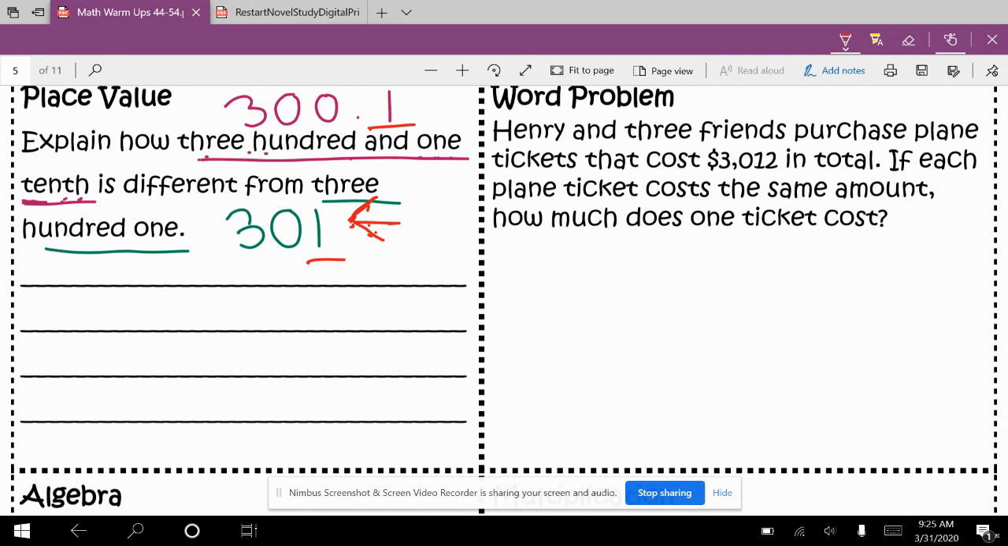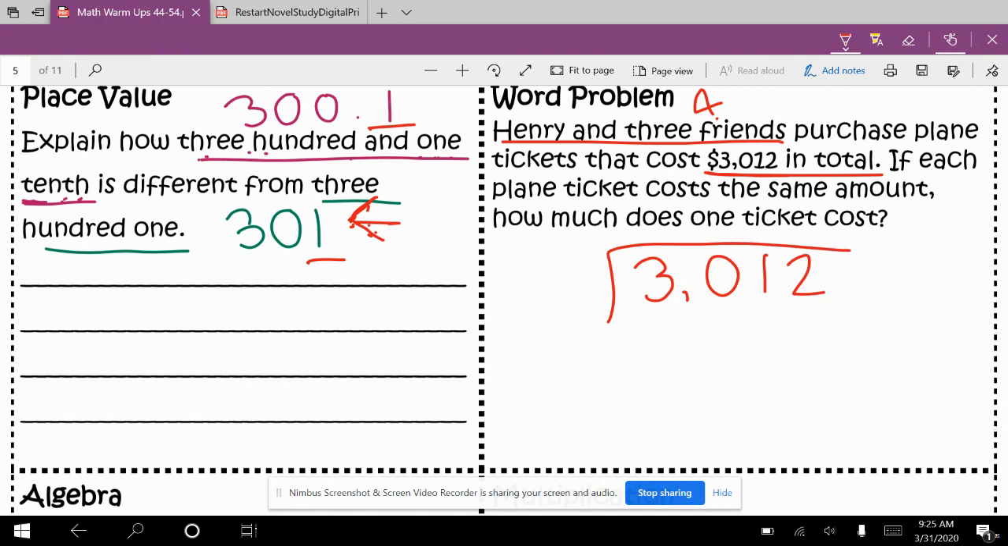All right, Henry and 3 friends. So right now I'm already thinking that means that's 4 total people, right? Henry plus his 3 friends purchased plane tickets that cost $3,012 in total. If each plane ticket costs the same amount, how much does one ticket cost? So we need to do some division here. 3,012 divided by 4.